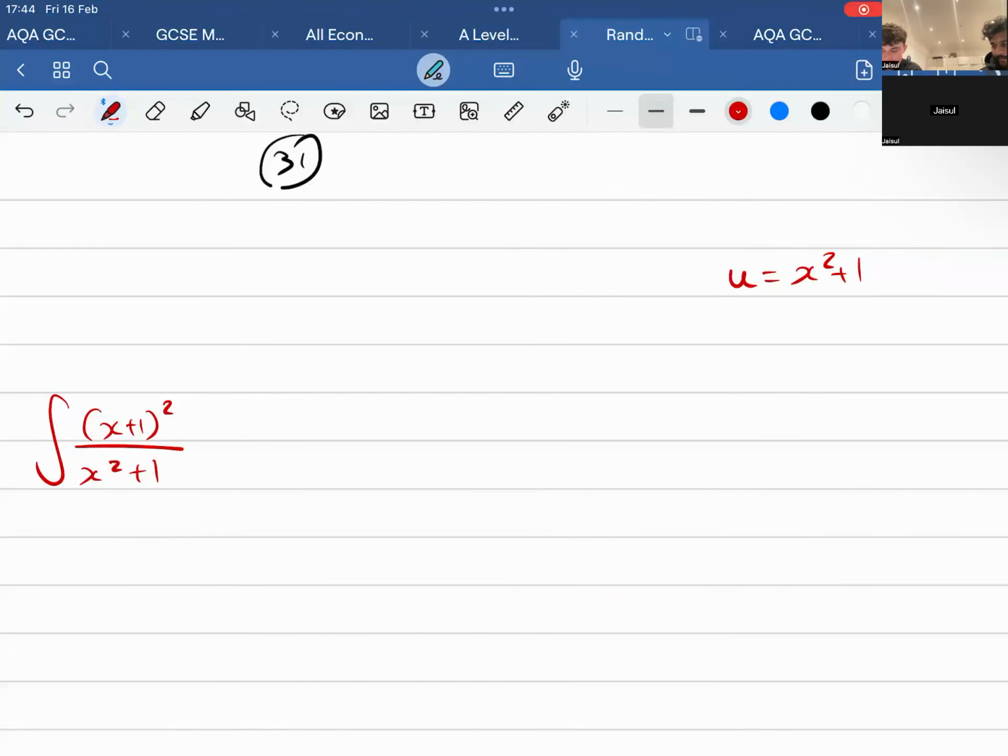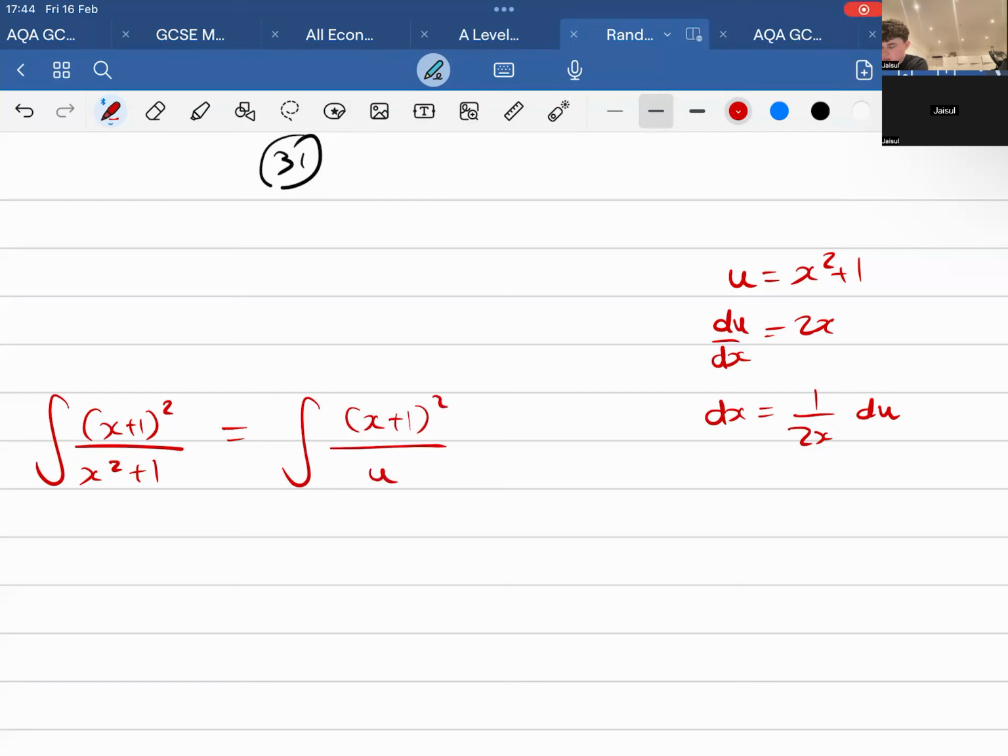Yes, I'm sure it's substitution. That sounds fine. What's the first step? u equals x squared plus 1. Yeah, and then you differentiate. du over dx equals 2x. Then dx is equal to 1 over 2x du. Should we try that? So x plus 1 squared over u times 1 over 2x. Now, stuff isn't really cancelling out, so what should we do?